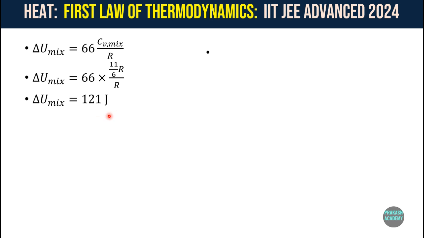So we used the first law of thermodynamics. In this problem we also used the idea of change in internal energy of a mixture, and how we can differentiate the ideal gas equation if the pressure is constant. This is the idea that I used in this problem.